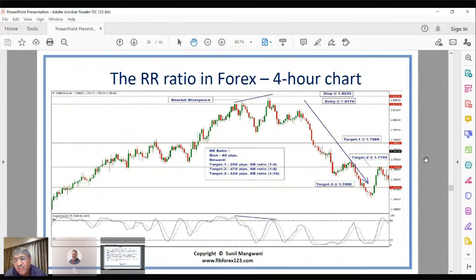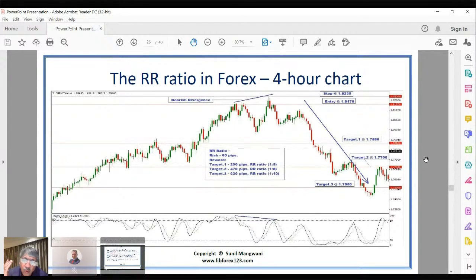We had a target three also in place, that if it goes further, what should the target be? We closed it at target three. That gave a risk to reward ratio of 1 is to 10. Now, mathematically, if you take the average of 1 is to 5, 1 is to 8, 1 is to 10, you are maintaining roughly a risk to reward ratio of 1 is to 7, right? Which is much more than this 1 is to 2.